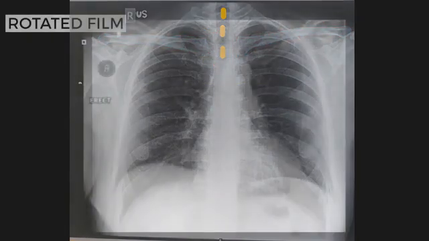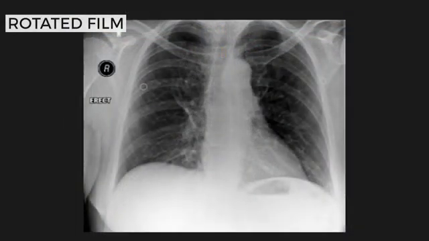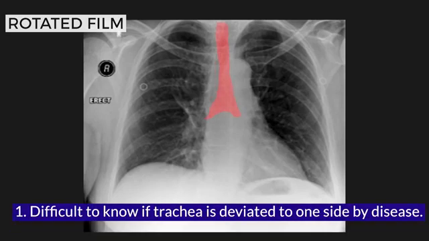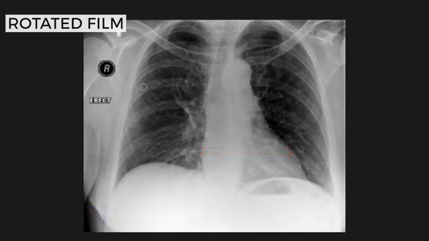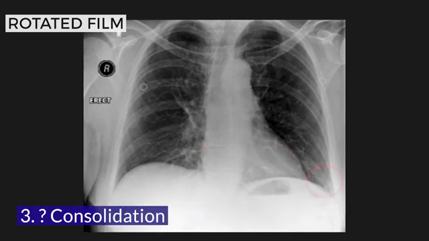If the patient is rotated, then interpretation of the X-ray becomes difficult. Firstly, it may be difficult to know if the trachea is deviated to one side by a disease process, and it also becomes difficult to comment upon the heart size. And the changes in lung density due to asymmetry of the overlying soft tissue may be incorrectly interpreted as lung disease. So now let's see what happens to the heart size with respect to rotation.